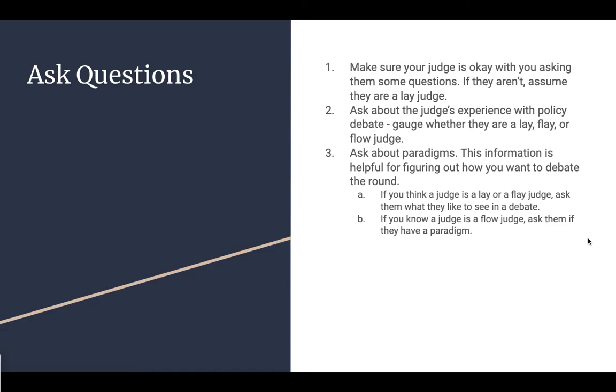The other way to ask about paradigm, if you know a judge is a flow judge, and this is important, not just think a judge is a flow judge. If you know a judge is a flow judge and they know what the term paradigm means, then you should ask them if they have a paradigm. Sometimes they might direct you to tab room, because oftentimes judges post written out paradigms about every argument that could possibly be run.